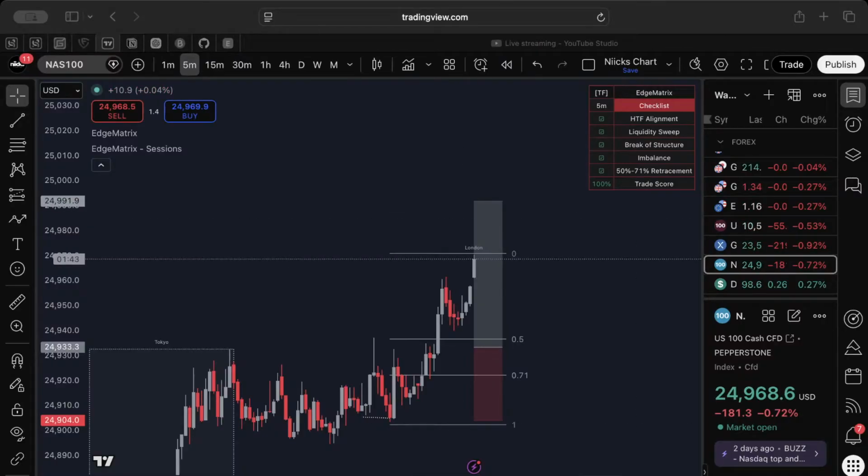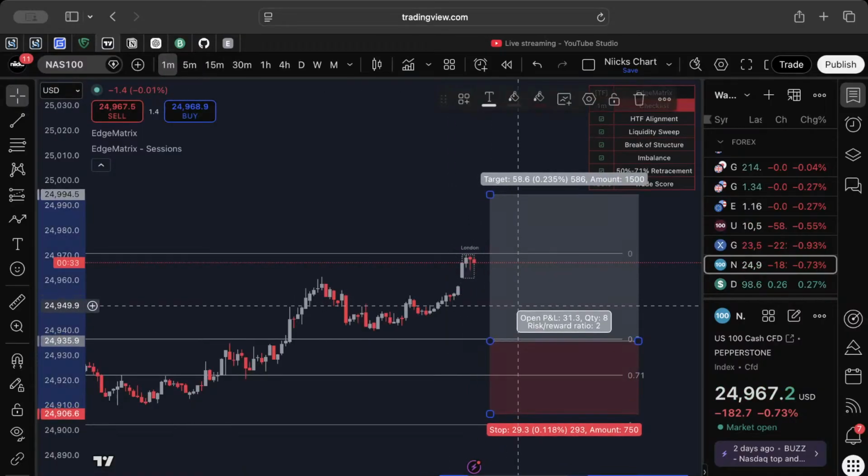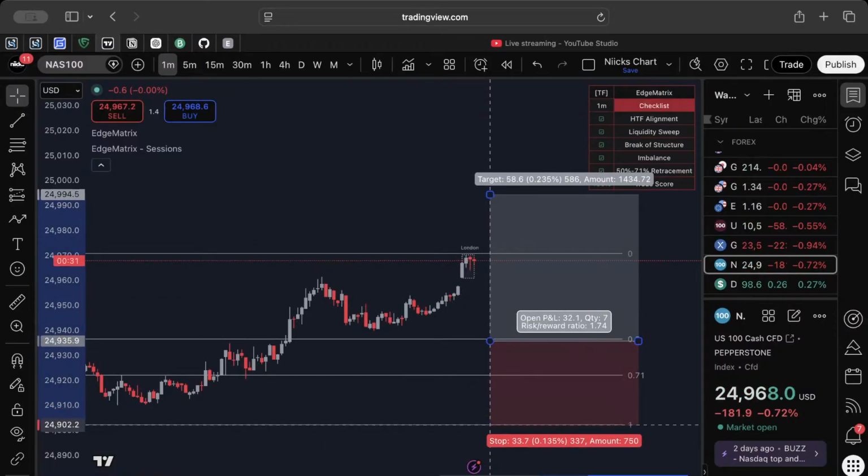All right. So we anticipated buys, but we didn't get what we wanted off the rip. We're just waiting for ultimately that pullback into 50% so we can validate those buys.